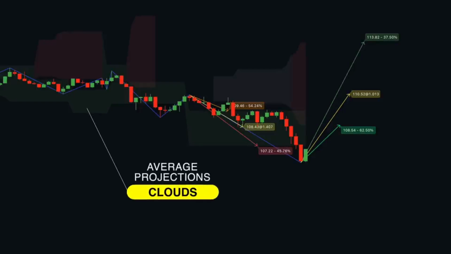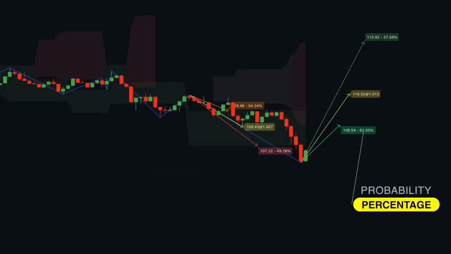The indicator provides visual clouds representing historical average projections for pivot points, offering insights into possible future market movements. The percentage displayed on the labels represents how likely the price will reach projections. Based on this information, you can prepare for upcoming market moves accordingly.